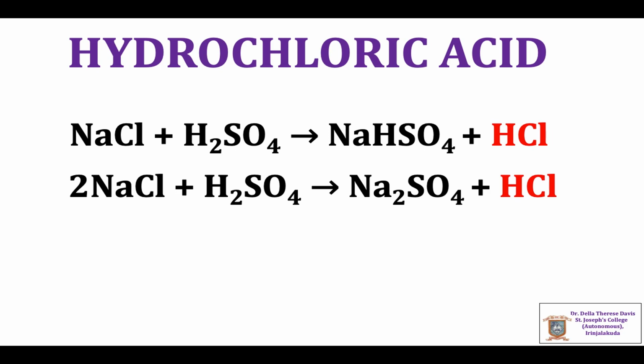NaCl plus H2SO4 gives NaHSO4 plus HCl, and if NaCl is present in excess, two molecules of NaCl react with sulfuric acid to give sodium sulfate and HCl.